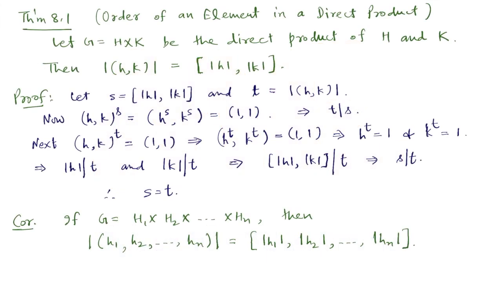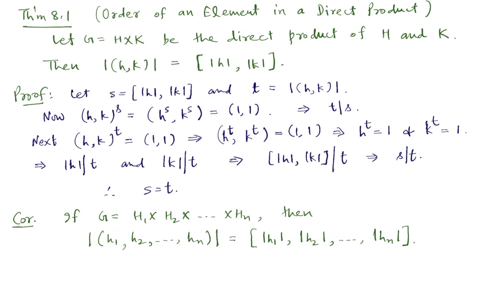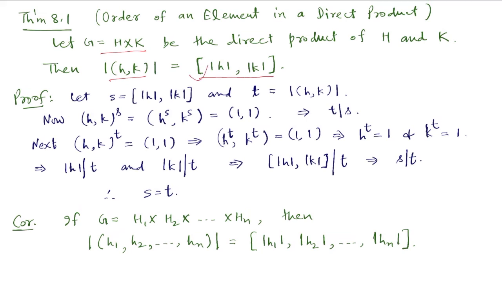In this video, we shall prove this theorem which helps us to find the order of an element in a direct product. The theorem says that if G is the direct product of H and K, then the order of an element (h, k) is equal to the LCM of the order of h and the order of k. This symbol is for the LCM of two numbers. So let us prove the theorem.